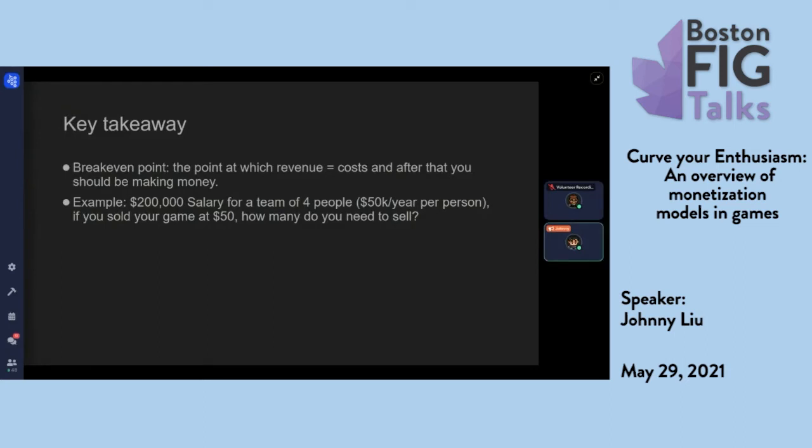If I can't, then I need to either think about somehow increasing my revenue by selling more units or increasing the price, or I should reduce my salary costs somehow. Maybe I try to do this with 3 people, or try to ask 4 people to work for less, which, at 50K, is already not that much.